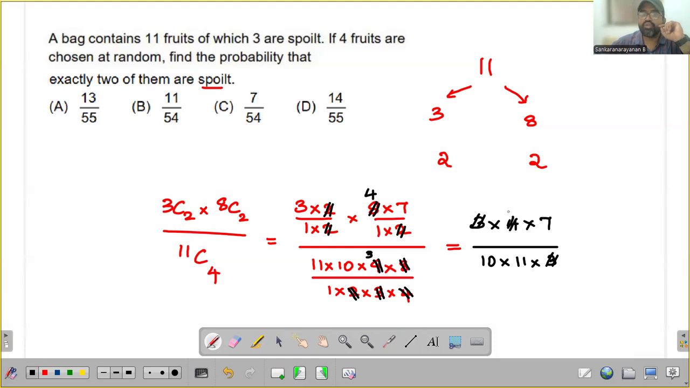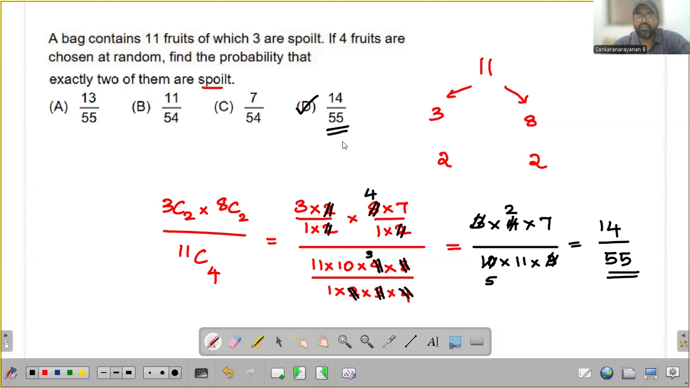Here this goes with 2. Here this goes with 5. So my answer will now come as 7 2s are 14, by 5 into 11, which is 55. When I am analyzing the options, I can say 14 by 55 is here. So exactly 2 of them are spoiled, the answer is 14 upon 55. So please check the same. You should be getting that as the answer.